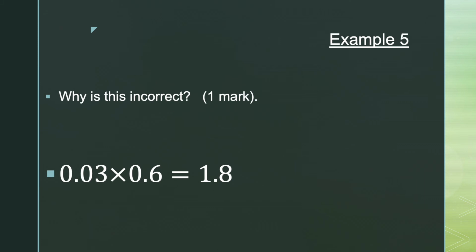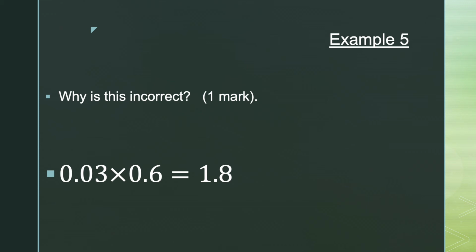Right, guys, this one says, why is this incorrect? It's a 1 mark question. So 0.03 times 0.6. We know that 3 times 6 is 18, so we have the correct digits, but they are not in the right place in terms of place value. If it was 3 times 0.6, then the answer would be 1.8. That is correct. But it's 0.03. So the answer should be 0.018.